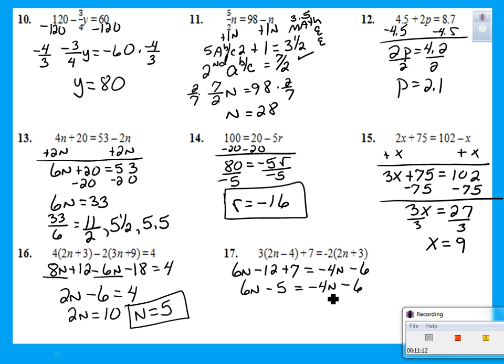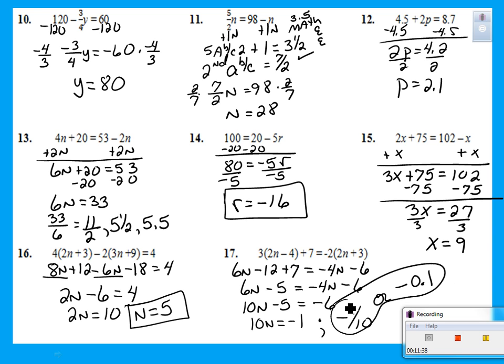I'm going to add 4n over here and get 10n minus 5 equal negative 6. I'm going to add 5 to both sides and get negative 1 over 10 for my answer. You could have run that through your calculator and got negative 0.1 also. Since that decimal stops, we would also take that.